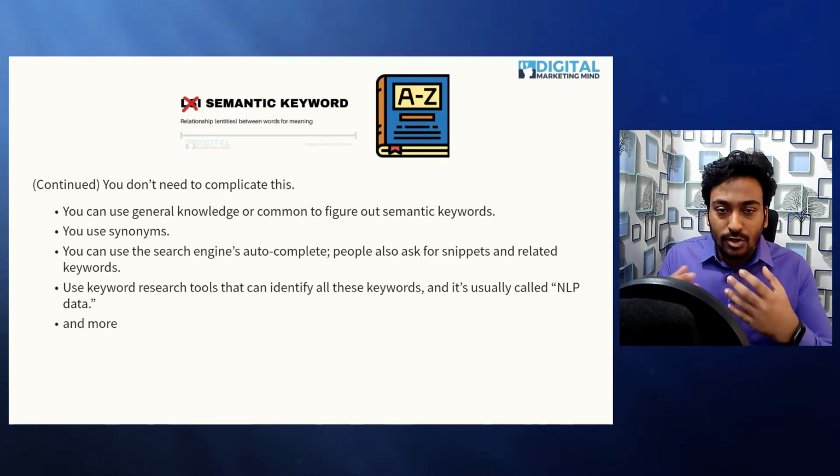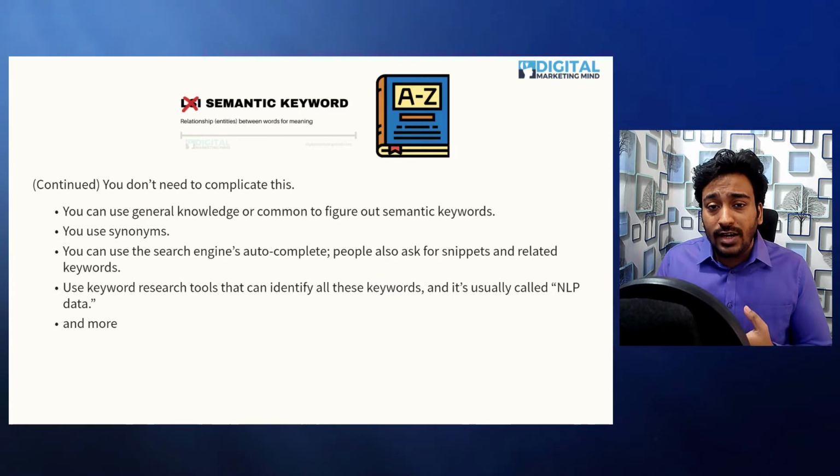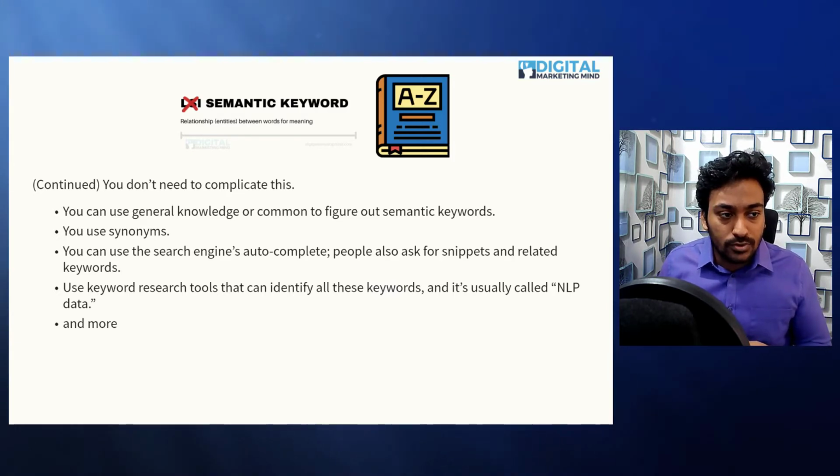So that is what I'm trying to explain here, and I will explain this much more in depth when I'm showing how to do the keyword research process.